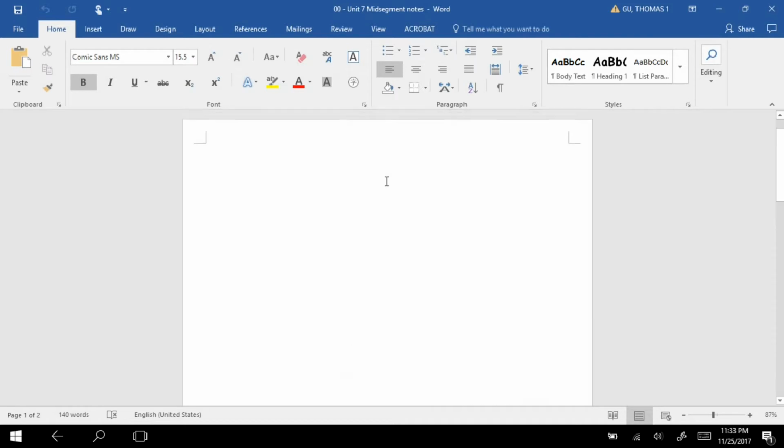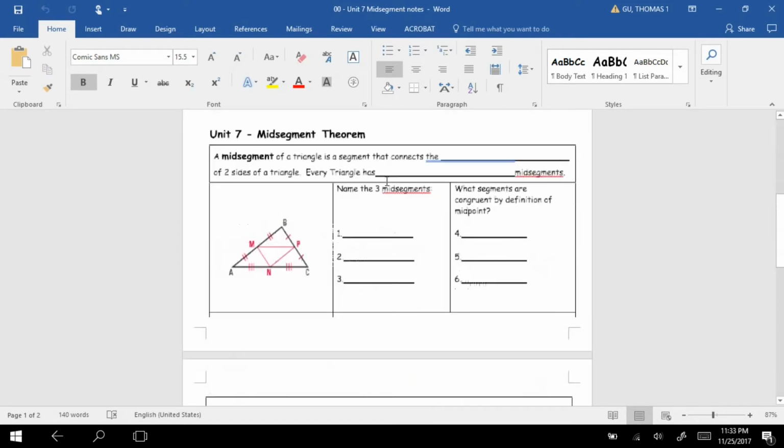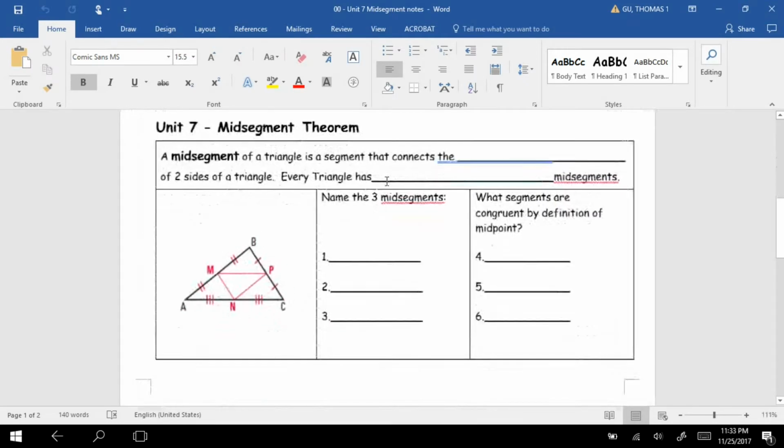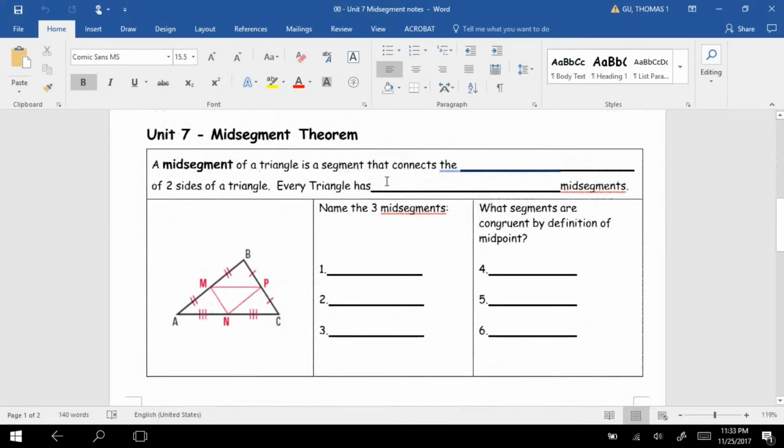Where are my notes at? Oh, here we are. Whoever made these notes happened to put a little blank sheet over here. So today, I don't know why this thing says Unit 7. Looks like there's a lot of issues with our notes today, guys.